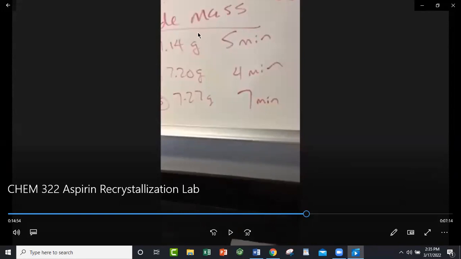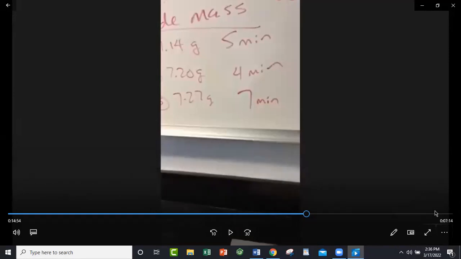17 mils for sample two, and then 15 mils for sample one. Anybody have any questions, by the way, before we go forward? We only got a few minutes left. I tried to condense this down as much as possible, because much of lab is answering questions and making sure people don't blow stuff up. So I tried to condense it down to the important parts.